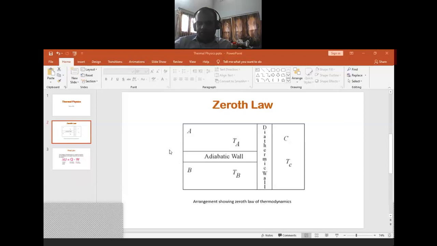So hence, temperature of a system is defined as the property.